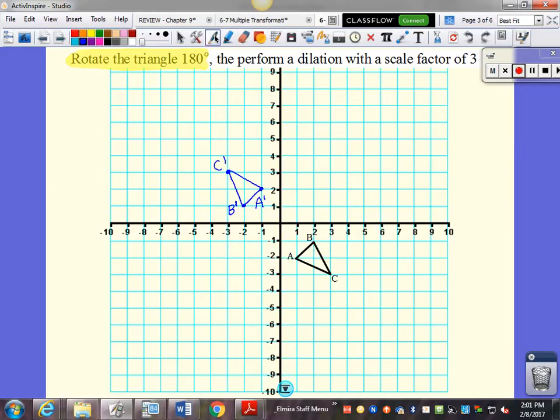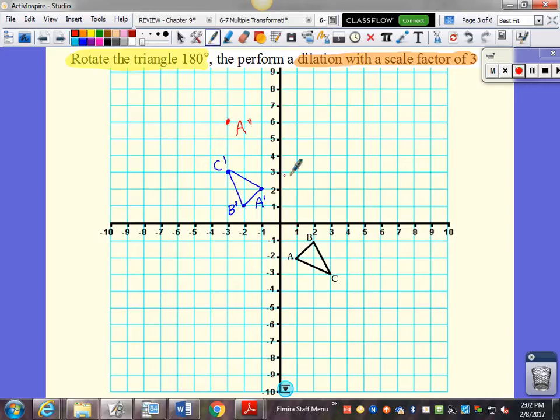Okay, so again, if doing a rotation is something that you're not comfortable with, then go back and watch the rotation video. Okay, the next thing that it's asking us to do is a dilation with a scale factor of 3. That means I'm going to go to my blue triangle that I just drew, and I'm going to triple all the coordinates. So for example, A prime is at -1 and 2. So if I triple that, -1 tripled would be -3, and 2 tripled would be 6. So -3 and 6 is where I'm going to put A double prime.